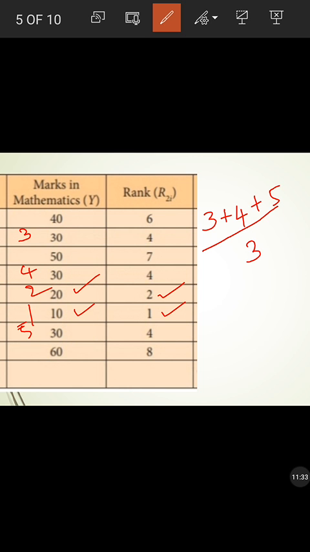Because there are 3 values, we divide by 3. There we had only 2 values, so we divided by 2. Here we have 3, so we have to divide it by 3. Okay, so what is the total here? 3 + 4 is 7, 7 + 5 is 12. So 12 divided by 3 is equal to 4. Now for all these 30s we are going to give 4, 4, 4.